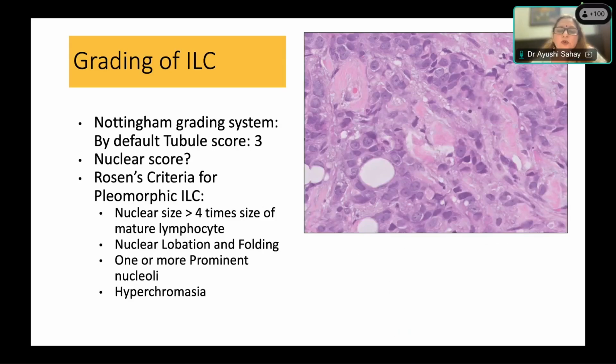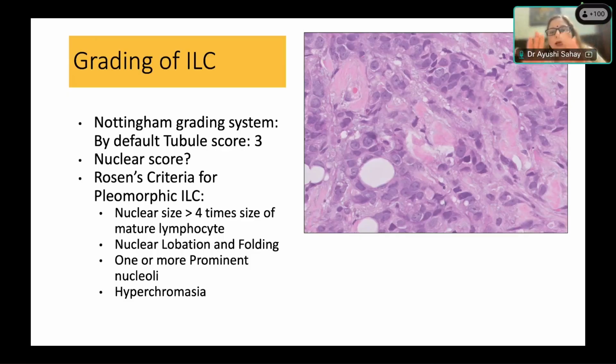By default, the tubule score is always 3, and then you look at the nuclear features and the mitosis. The nuclear score also does not depend on the amount of pleomorphism, because the cells are usually smaller. The criteria used for pleomorphism in a lobular carcinoma are slightly different from invasive breast carcinoma, no special type. Rosen's criteria for calling pleomorphic ILC is that you should have nuclear size more than 4 times the size of a mature lymphocyte, nuclear lobation and folding, one or more prominent nucleoli, and hyperchromasia. These nuclear features are slightly different from what is generally seen in IBC no special type, where the nuclei are much larger and the pleomorphism is easy to identify.